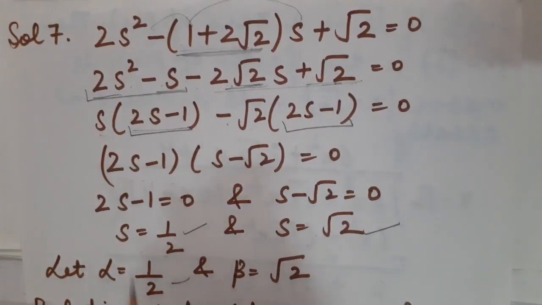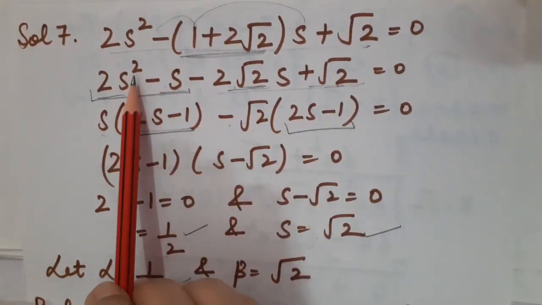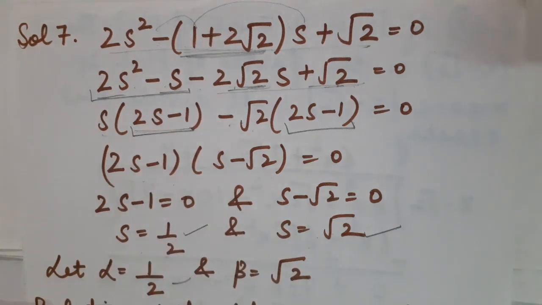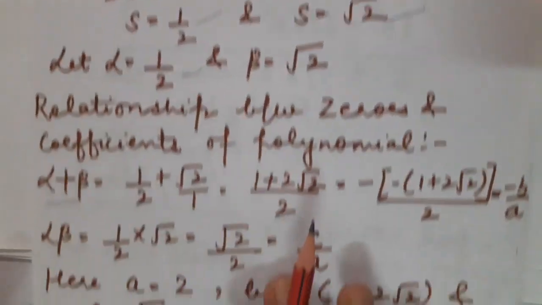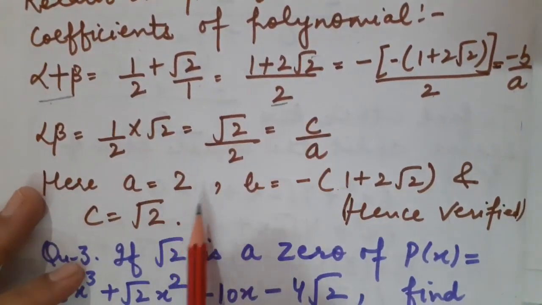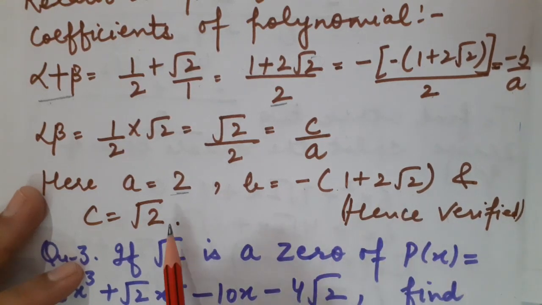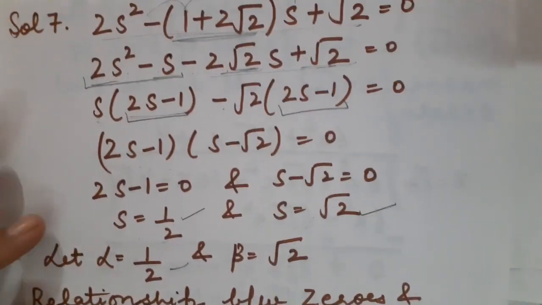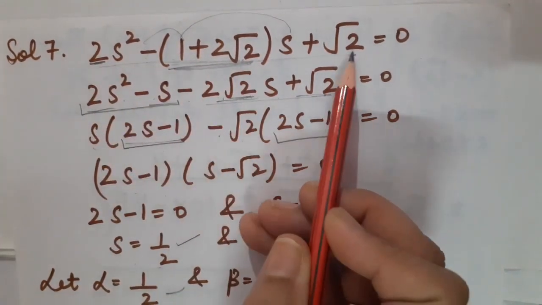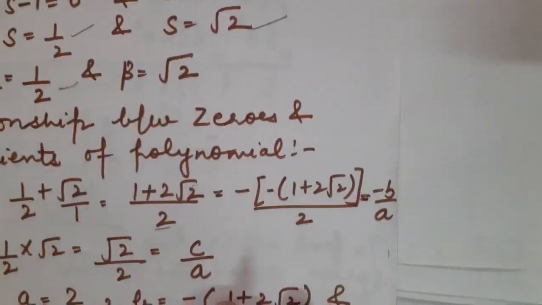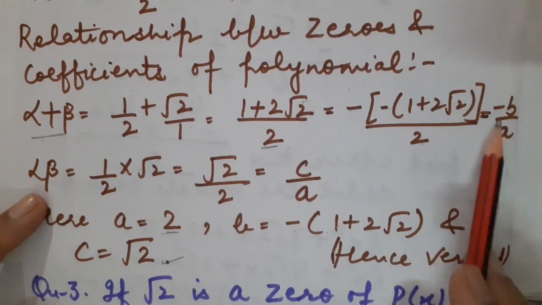When I compared this complete quadratic polynomial with the generalized form, what is the generalized form of a quadratic polynomial? That is ax square plus bx plus c. So children, what have I got? After comparing, I have got a is equal to 2, b is equal to minus of 1 plus 2 root 2, and c is equal to root 2. Fine, just check them. A is 2, b is minus of 1 plus 2 root 2 and c is root 2. Fine, so after finding the sum of the zeros, children, I have got minus b by a.